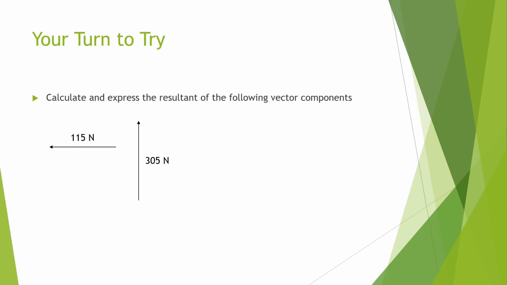Okay, hopefully you've given this a good shot. First thing I need to do, define my coordinate system. And again, I'm just going to stick with the one we're used to in math class. I have my x and my y coordinates. Going to redraw them over here a little bit larger. And I have a 115 Newton vector to the left and a 305 Newton vector going upwards.